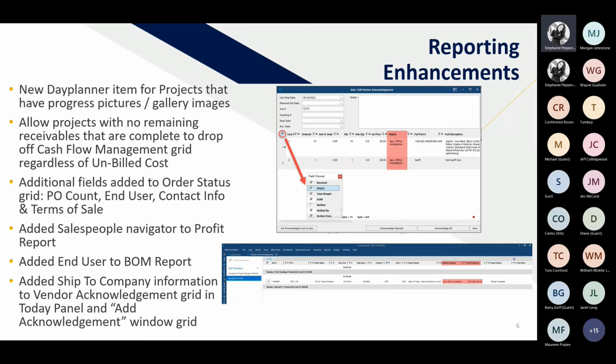And if there is unbilled cost on that order, it will warn you. It's going to say, hey, you've got some unbilled costs. Are you sure you want to clear this out? If you hit yes, you're holding yourself responsible that you've acknowledged that there was unbilled cost on that order and that you do want to actually clear it out. Again, that's only if there are no remaining receivables. We always want to make sure that we're collecting those receivables.